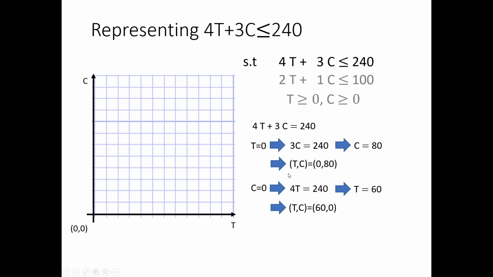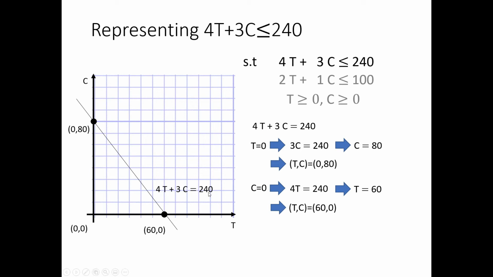Okay, now let me identify these 2 points on the graph. The first point is 0, 80, it's over here. The other point is 60, 0, it's over here. Now let me connect these two dots. So here's the line, and this is the line called 4t plus 3c equal to 240.